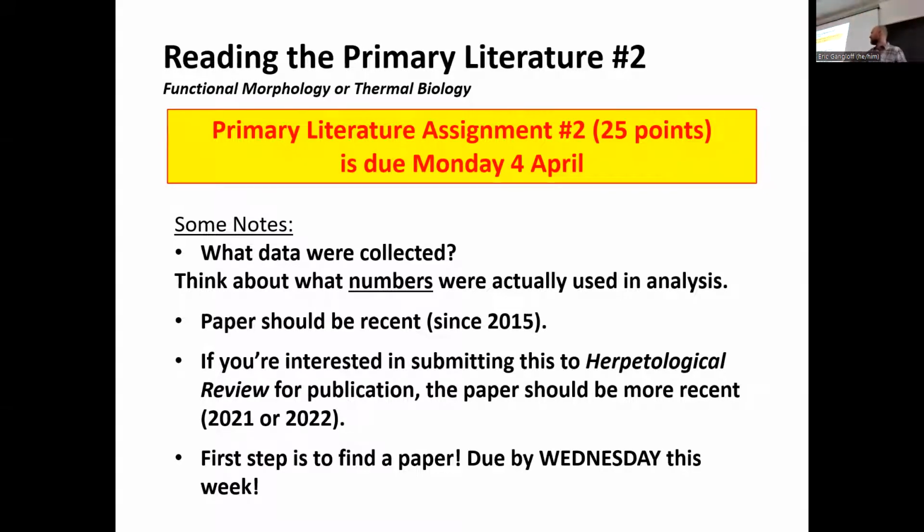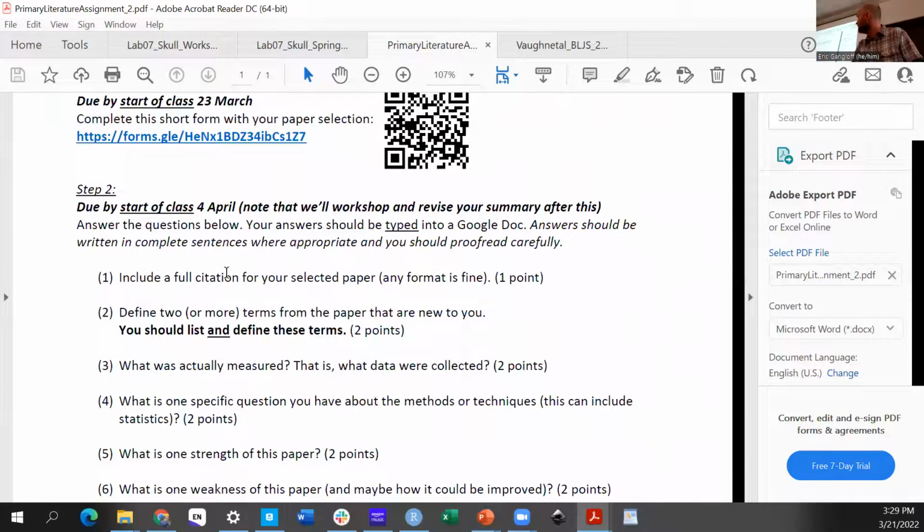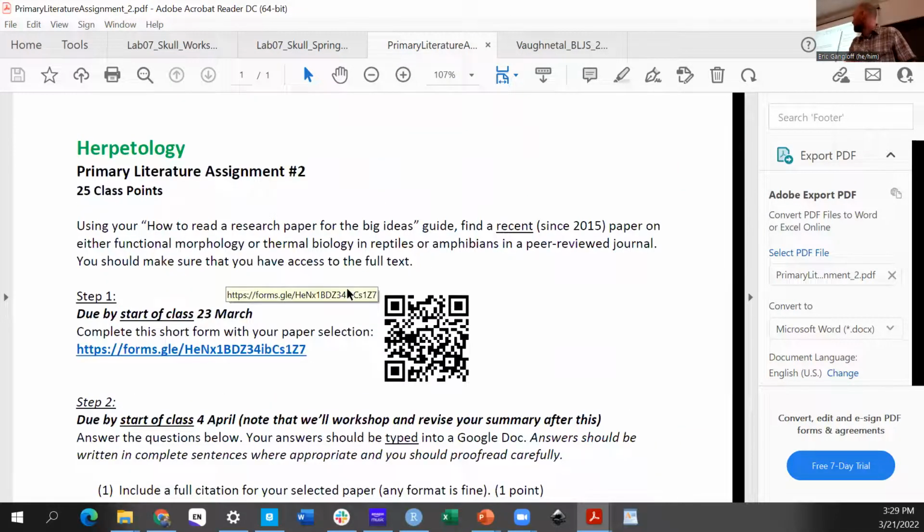The first step is you have to find a paper. There's a PDF up in Blackboard right now that looks like this, primary literature assignment number 2. And you'll see here that your first step, which is due before Wednesday, is to tell me what paper you think you might want to do your review on. Because before you do all the work, I want to read it and make sure that it's a suitable research paper to do this on.